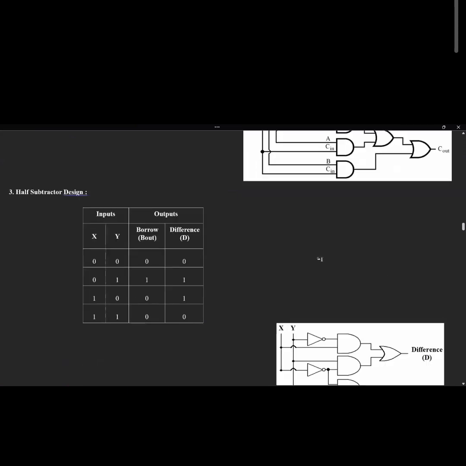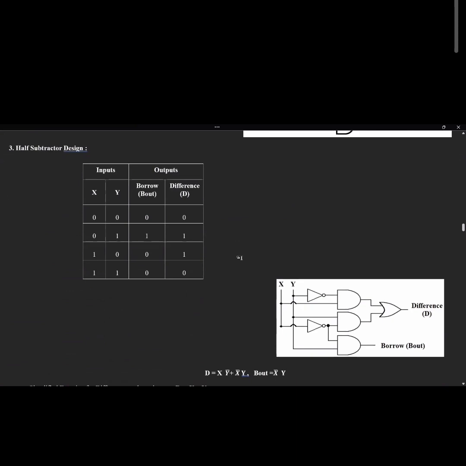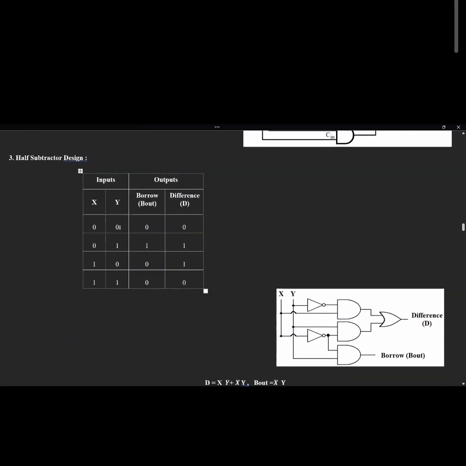Next is the half subtractor. This is the same as the half adder, but we have to do subtraction here. 0 minus 0 means 0. 0 minus 1 means difference is 1. Borrow out is also 1 because we are subtracting a higher value from a lower value. But 1 minus 0 we get difference 1 but no borrow out. 1 minus 1 means borrow out is 0, difference is also 0.